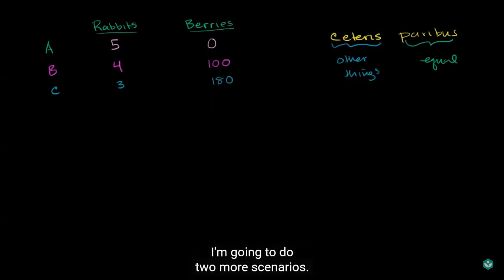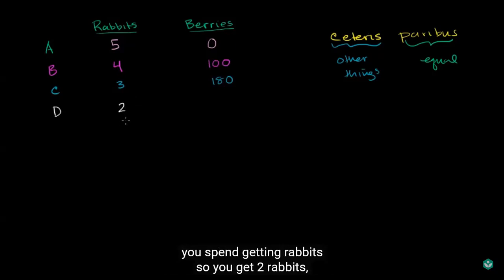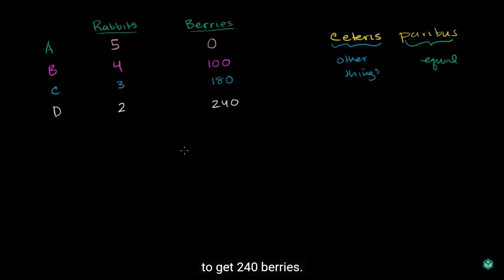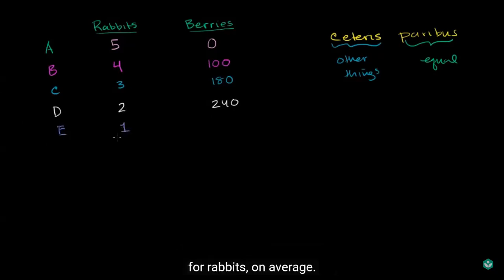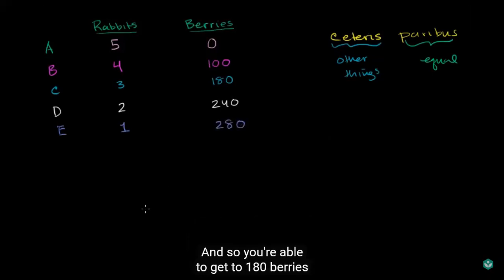And let's do a couple more. I'm going to do 2 more scenarios. So let's say scenario D. If you reduce the amount of time you spend getting rabbits, so you get 2 rabbits, now all of a sudden you have enough time, on average, to get 240 berries. And then, let's say you spend even less time hunting for rabbits on average, then you have even more time for berries, and so you're able to get 280 berries.